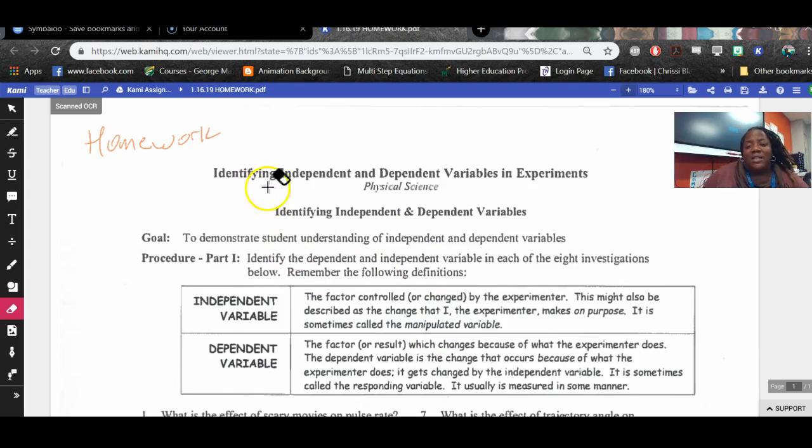So if you weren't there for the classwork today, once I explain independent and dependent variables in terms that we can relate to, it will be much easier to understand how to do the homework and the classwork if you had missed that today.